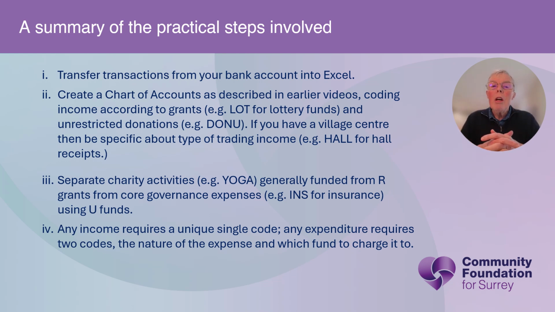used Excel. We need to create a chart of accounts as described in earlier videos, coding income according to grants, for example, LOT for lottery funds, and unrestricted donations, for example, DONU. If you have a village centre, then you'll want to be specific about the type of trading income, and you could use hall for hall receipts. We need to separate charity activities, for example, a yoga club, generally funded from restricted grants, from core governance expenses, for example, INS for insurance, using typically, but not always, unrestricted funds.